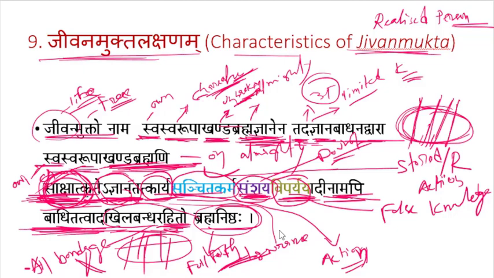So whenever the ignorance goes, automatically the knowledge will come. How will this ignorance go? That is called sakshatkara. The sakshatkara can be done by pratyaksha, or by anumana, shabda, upamana, and all others.